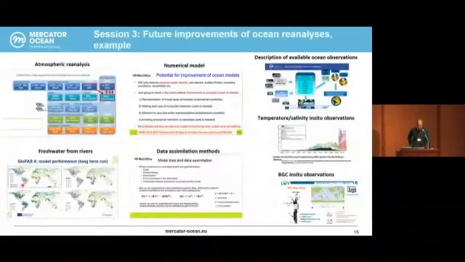And the last session was dedicated to the future improvement of reanalysis. We have some presentations given by Hans and Laura, for example. I just put a snapshot. This is the same slide you have presented, so it means the plan has not changed. It's a good thing.